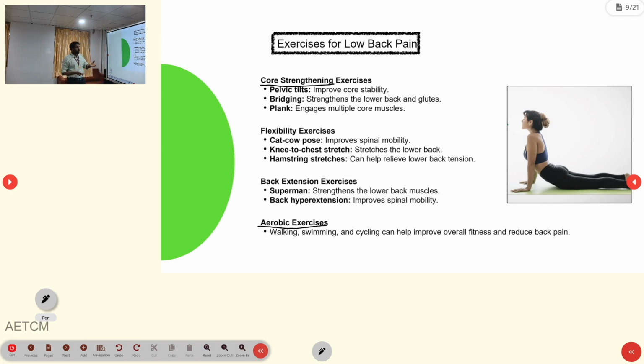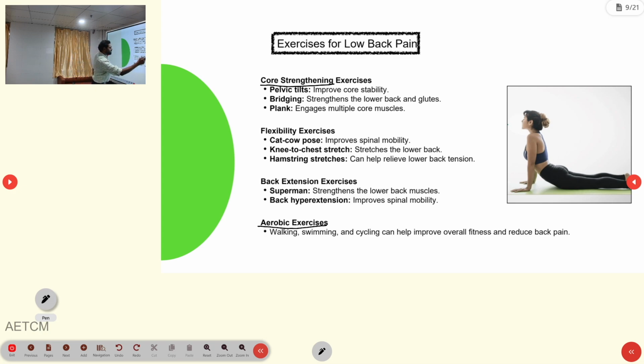So before we resort to these exercises, we will have to do a thorough examination of the patient to see what are the muscles that are weak, what are the muscles that are too tight, and the gait pattern of the patient, and based on this the exercise prescription is given. So this is a general exercise guideline, but for every patient the exercise should be customized.